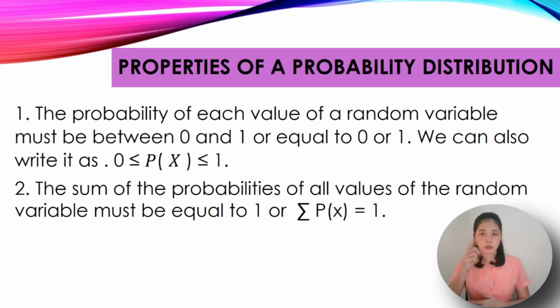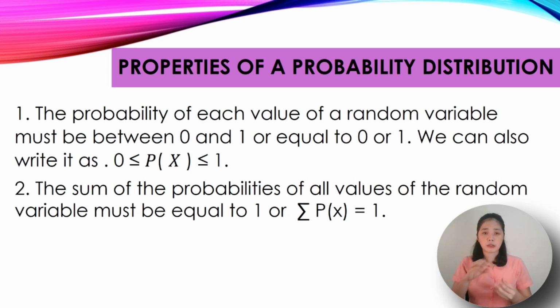Next thing to know are the properties of a probability distribution. So we have here 2. Number 1, the probability of each value of a random variable must be between 0 and 1, or equal to 0 or 1. We can also write it as 0 is less than or equal to the probability of x is less than or equal to 1. Ibig lang sabihin, ang bawat isang probability ay nasa pagitan lang ng 0 and 1. Pwede rin itong maging equal to 0, pwede rin 1.